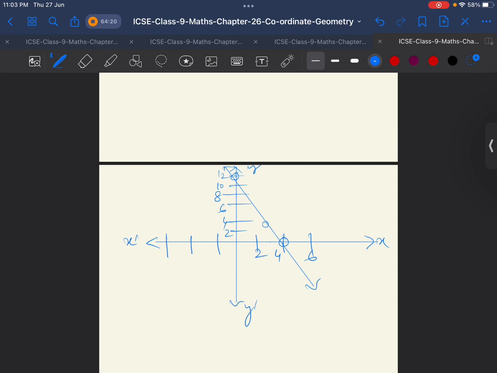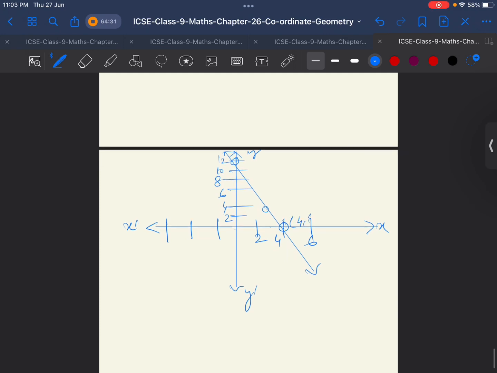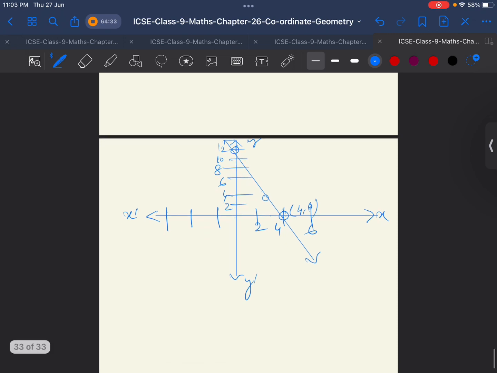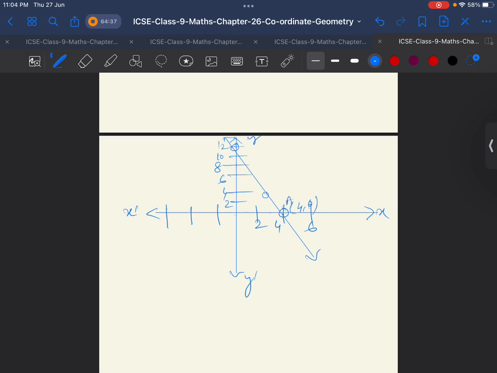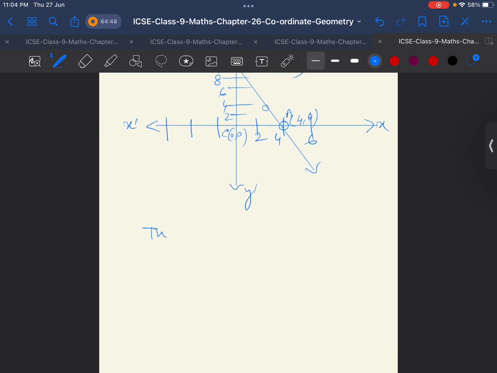Now we have to find the area of a triangle enclosed by the graph and the coordinate axis. This line is enclosed by this line and the coordinate axis, x-axis and y-axis, okay. So this point is 4, 0. So this is A, and this is B, 0, 12, and this is C, 0, 0, okay. This is a right angle triangle.